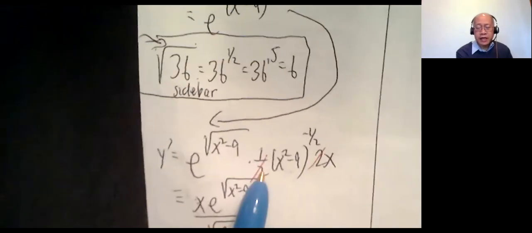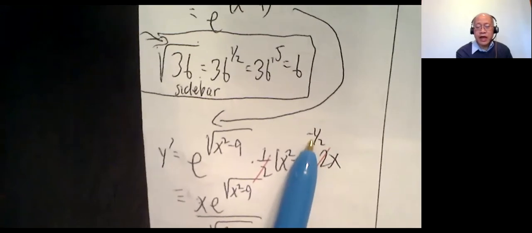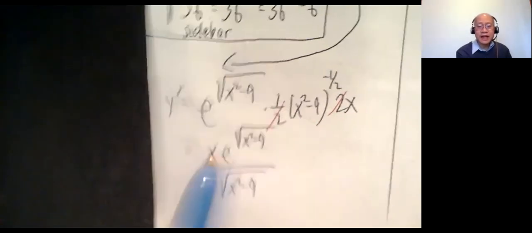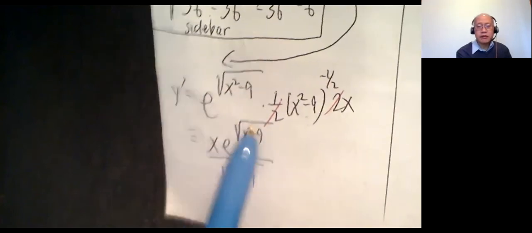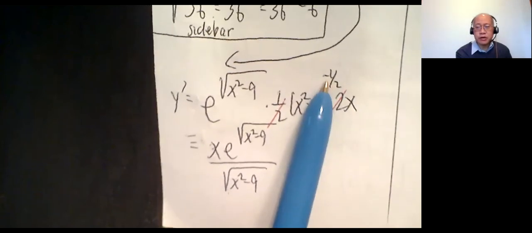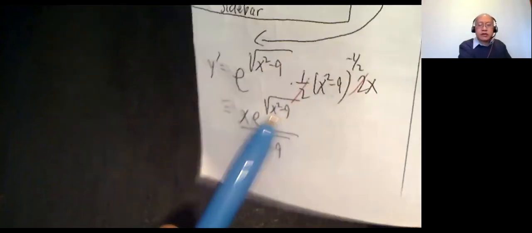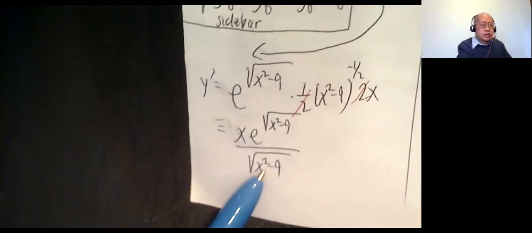That 2 cancels that 2. Okay. Negative 1/2 exponent means square root in the bottom. That x is on top. So final answer: that x is the same as that x, e to the radical x squared minus 9. And then in the denominator, because it's a negative exponent, square root of x squared minus 9, and leave it like that. Okay, and no, you don't get to cancel that with that, because that's part of an exponent. This is not part of an exponent, so we just have to leave it like that.